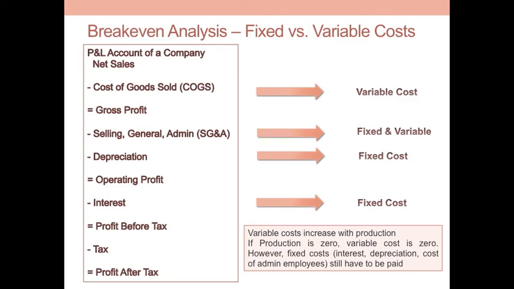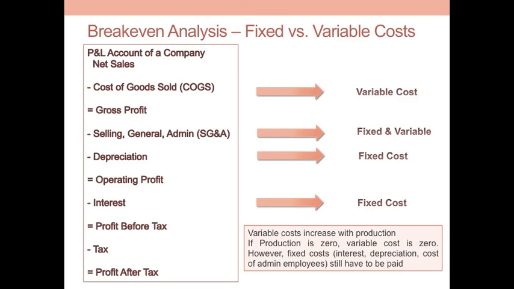The fixed component comprises salary of administrative employees, which has to be paid regardless of whether we're producing anything or not, and is therefore a fixed expense. The variable component increases with production. Depreciation of fixed assets, including plant and machinery and other equipment, is incurred regardless of whether we're producing anything or not, and is fixed in nature.